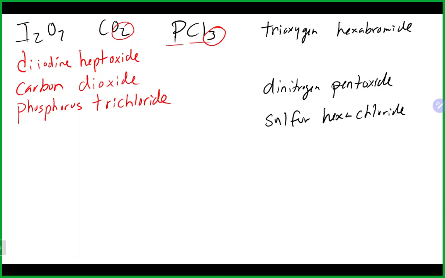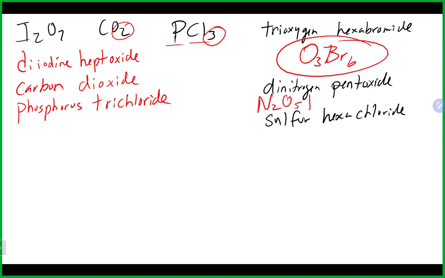So tri is 3, oxygen is O. That's an O and a 3. Hexa is 6, bromine is Br. That's a Br and a 6. That would be the formula there in that particular case. Again, I see di, which is a prefix, penta, which is a prefix, so I can roll right into the formula. Nitrogen is N, di means 2, penta is 5, oxygen means O. So there it is, N2O5.